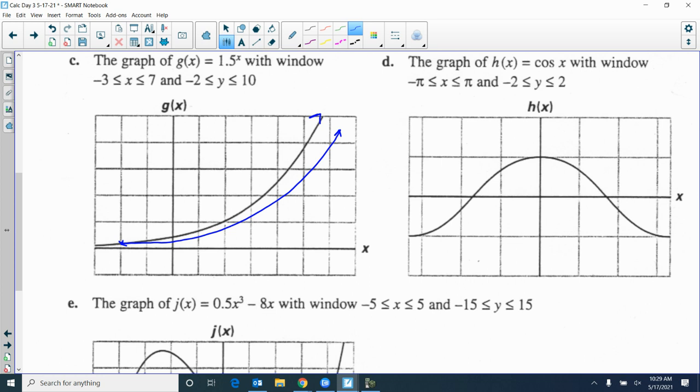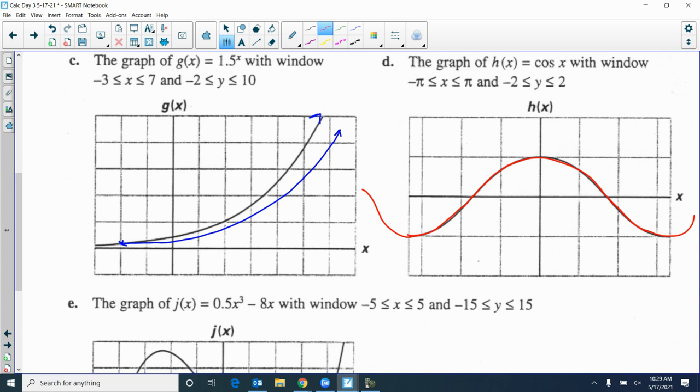All right, D, cosine of x. So this is from negative pi to pi. So one thing you've got to remember is at this point here, it will bounce back up and continue. Right here, it'll bounce back up and continue. Got it? So understand what cosine looks like.